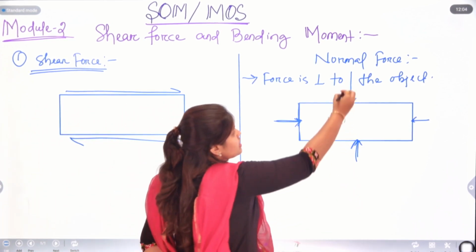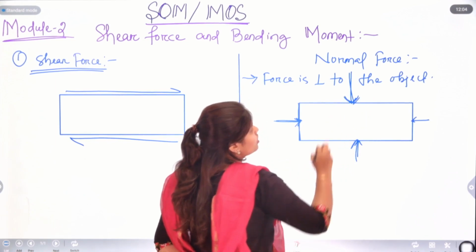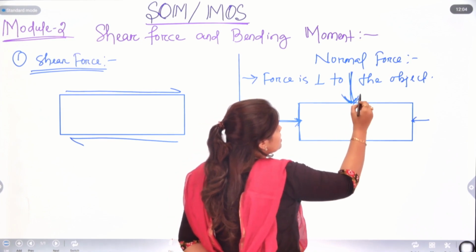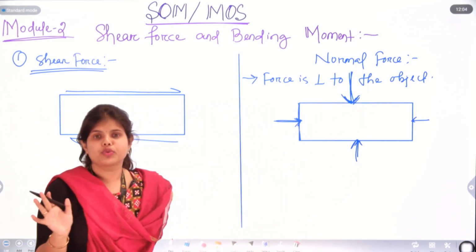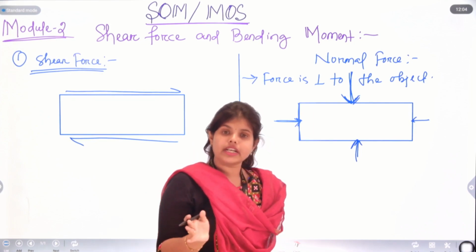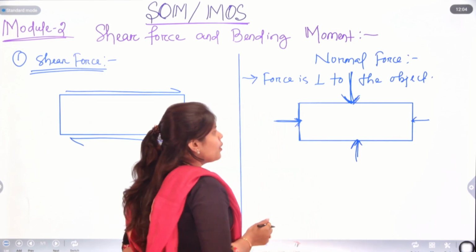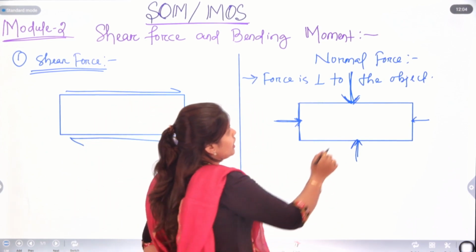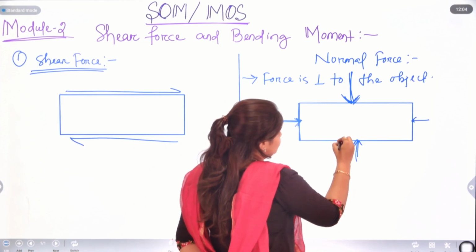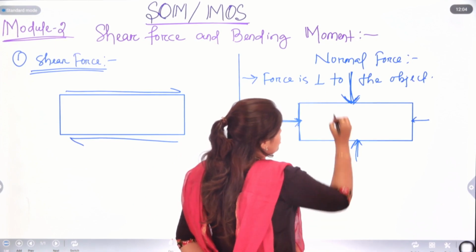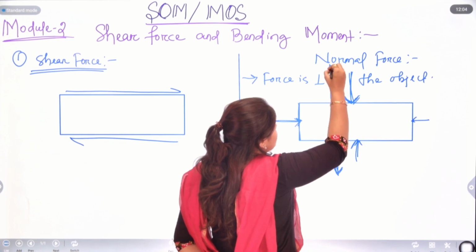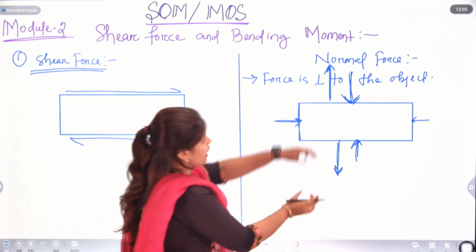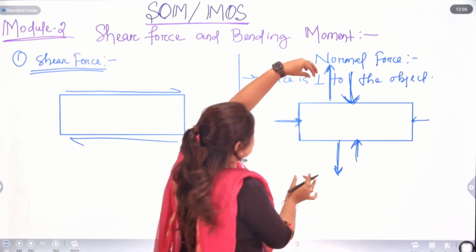When the force is only in this direction, what happens? The object will be what? In case of normal force, there will be two types of forces. One is tensile force and another one is compressive force. Here all the forces applied are compressive in nature. But if we apply force like this, we can see it will extend. It will pull it.